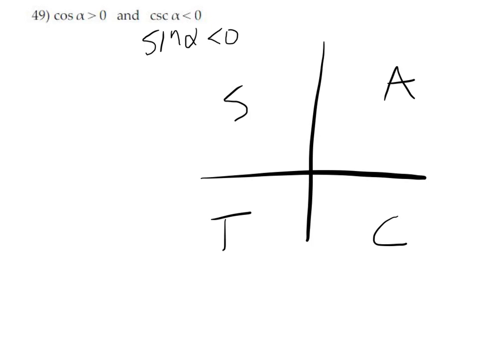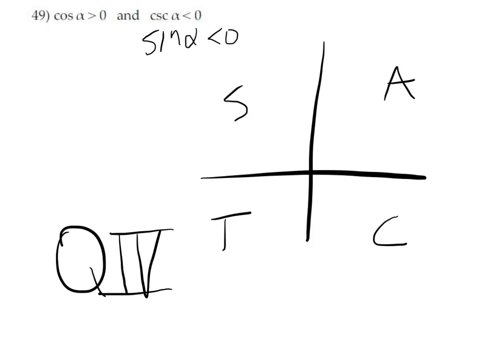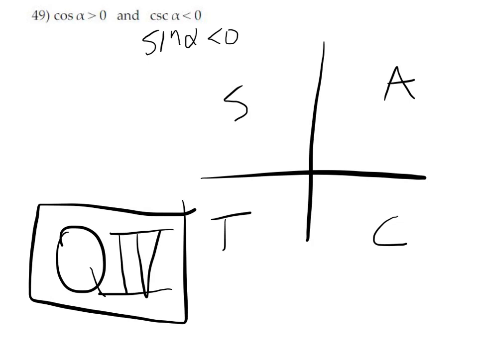Let's figure out what quadrant we're in. We have cosine's positive. Cosine's positive either quadrant 1 or quadrant 4. Sine is negative in quadrant 4. Out of those two choices, this is the spot where cosine's positive and sine is negative. We are in quadrant 4. Excellent.